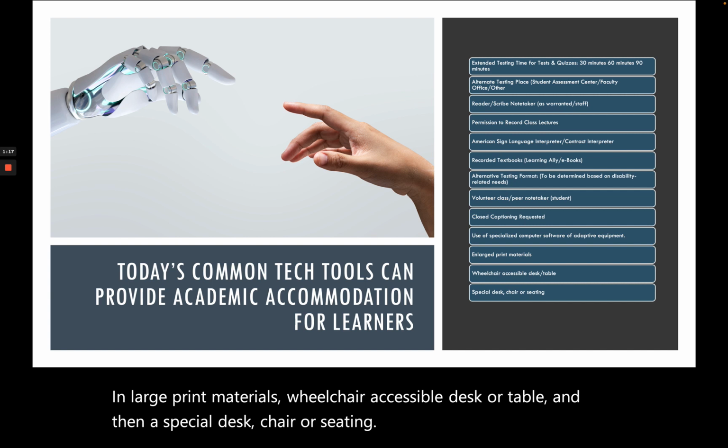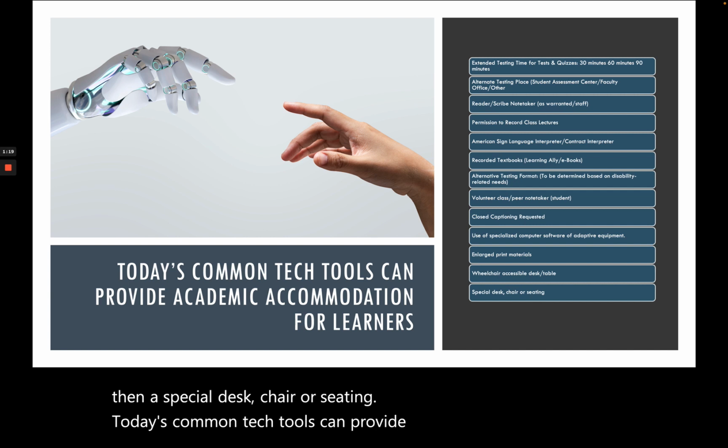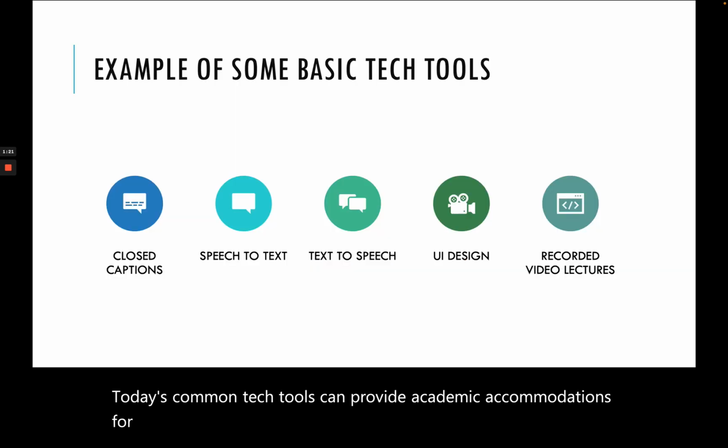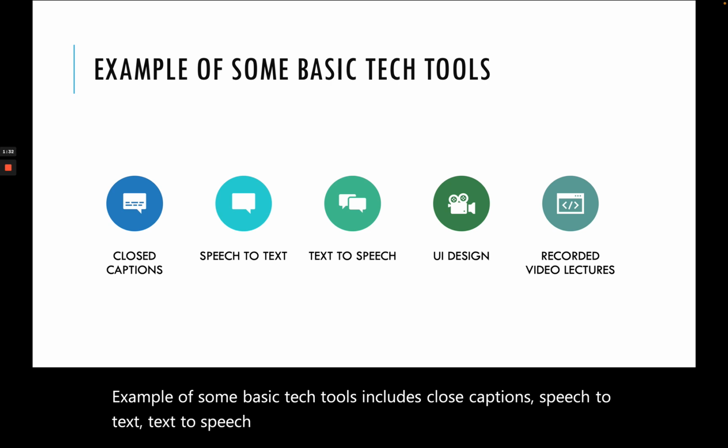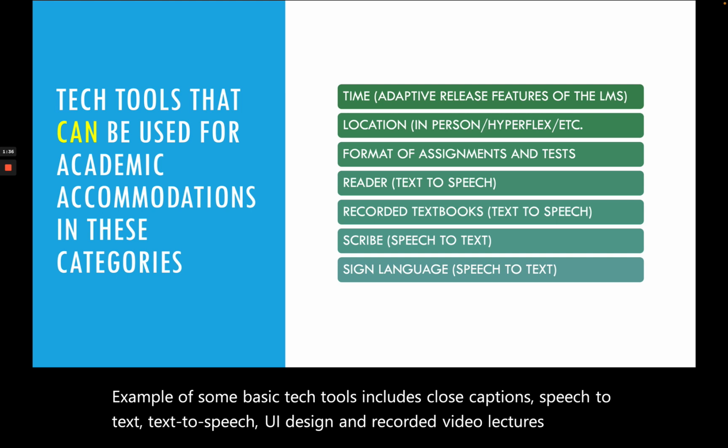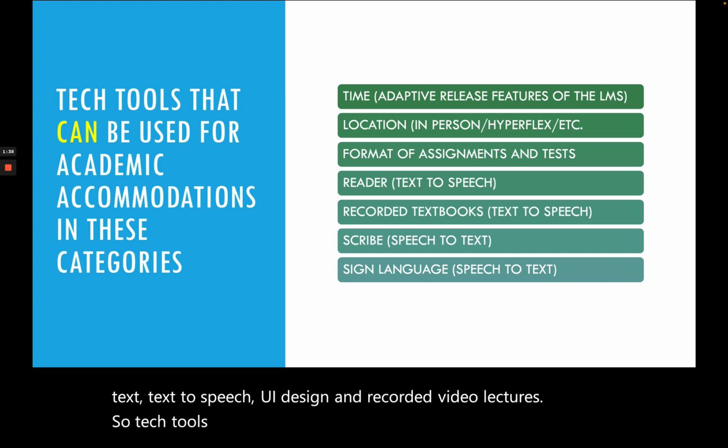Today's common tech tools can provide academic accommodations for learners. Examples of some basic tech tools include closed captions, speech to text, text to speech, UI design, and recorded video lectures. So these are tech tools that can be used for academic accommodations in these categories.